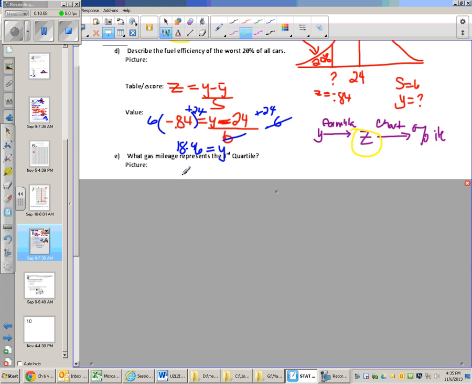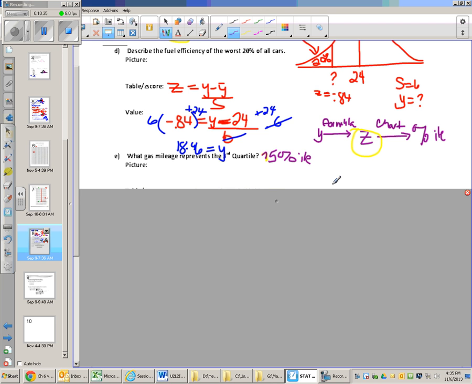Okay, one more example. Pretty much the same thing, but just asked a little bit differently. What gas mileage represents the third quartile? Think back to September. What is a quartile? What's the third quartile? Well, we know the third quartile is the 75th percentile, right? So, let's get a color you can see better. 75th percentile. Okay? So, let's show that in a picture. 75th percentile is the point at which 75% of the data is below your boundary. Okay? So now that you know that, it's a very similar problem to Part D.